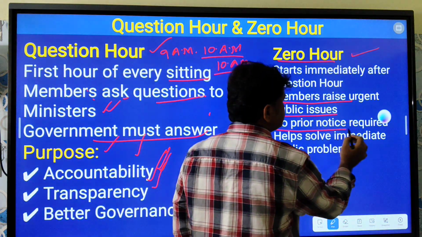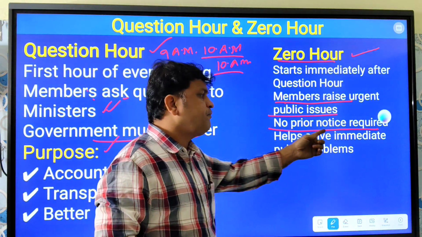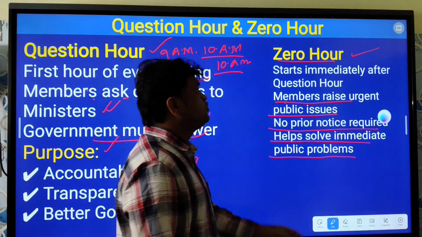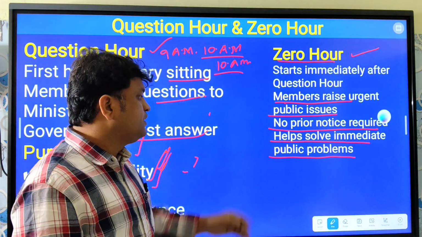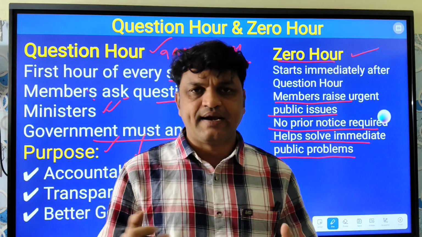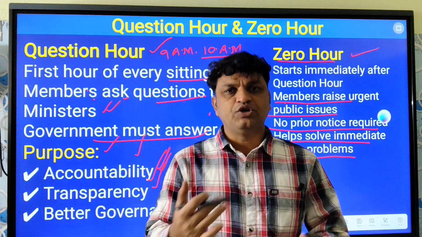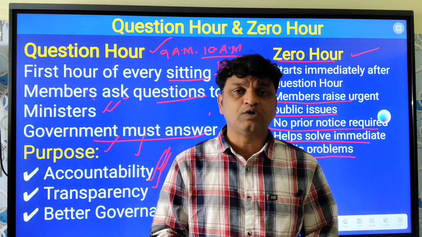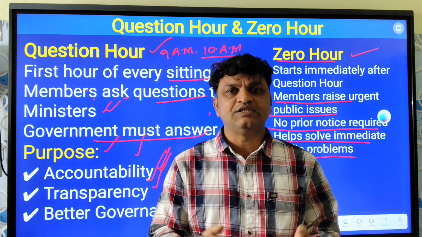No prior notice is required. In question hour prior notice may be required, but here there is no need of prior notice, and it helps solve the immediate public problem. Through zero hour, we can raise any urgent public issues and solve the public problem. In this way, members of both the Lok Sabha and Rajya Sabha play a very instrumental and active role in questioning the government, and it is the obligation of the government to respond to the public's urgent needs and try to solve the problems as soon as possible.